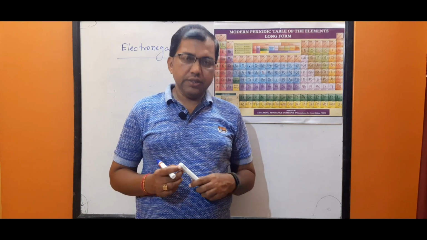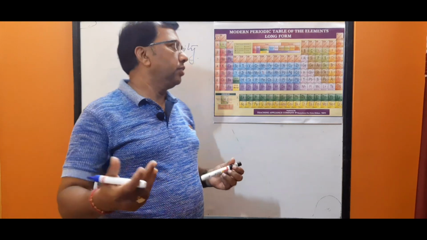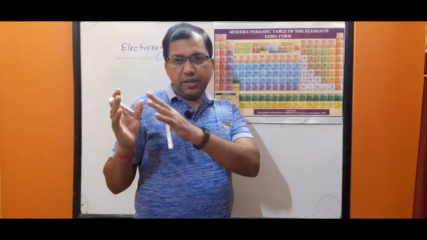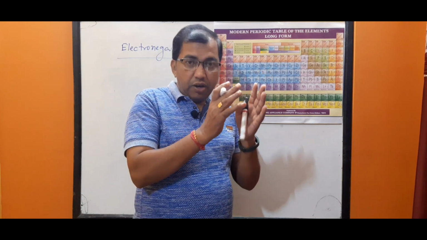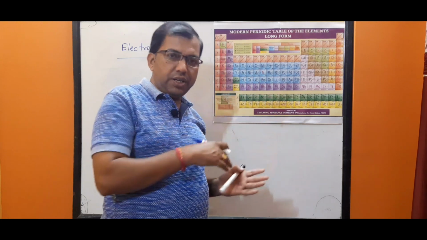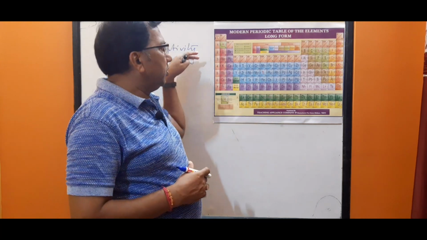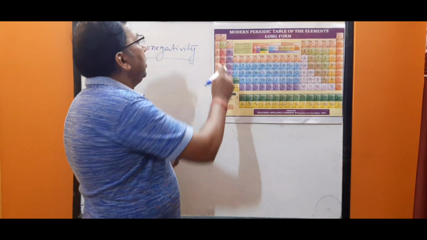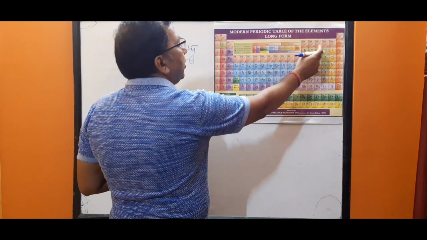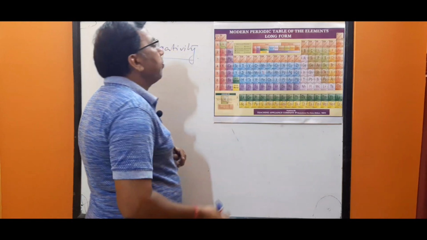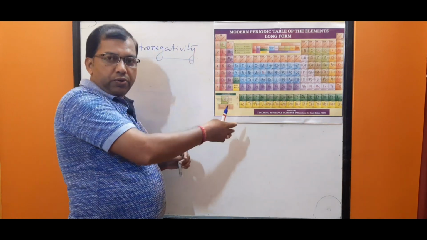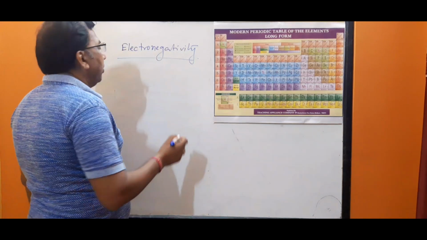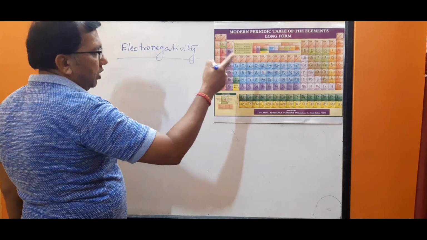So in this case you can see the starting and ending values, and how electronegativity decreases and increases from left to right and from top to bottom. See here: lithium, beryllium, boron, carbon, nitrogen, oxygen, fluorine, neon, and also the second group elements. I am giving the examples of lithium, beryllium, boron, carbon, nitrogen, oxygen, fluorine.